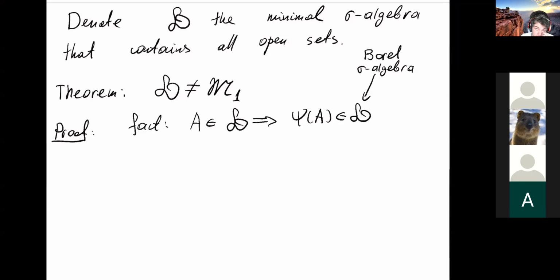Okay, so this arrow is true because psi is continuous and increasing. You need to think about what it means for an A to belong to B. It basically means that A is either an intersection of unions of open sets or a union of intersections of open sets. But A is something like this, and psi preserves both unions and intersections, and psi preserves the openness condition, which is important. So psi of A also must belong to B.